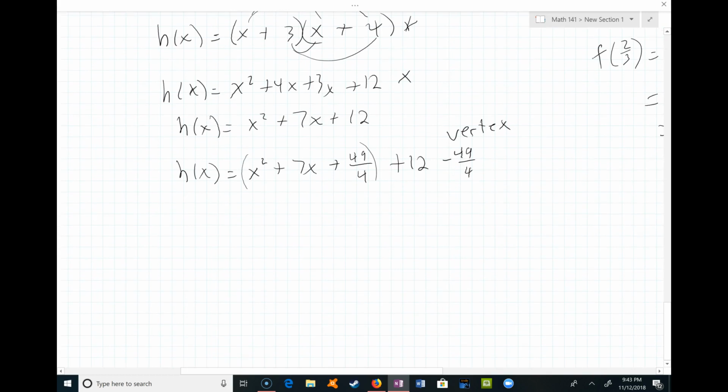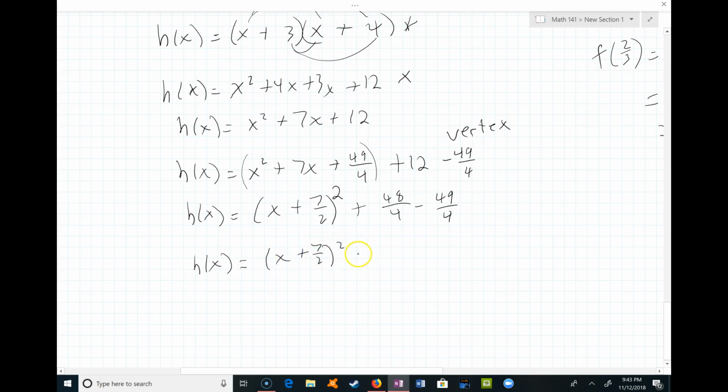So now that I've done this, I have a perfect square polynomial, so I can factor that into x plus 7 halves squared. And then what's left out here? Well, let's see. That would be plus 12. No, that would be plus 48 fourths minus 49 fourths. I change that to a common denominator. And so I end up with h of x is equal to x plus 7 halves squared minus 1/4.